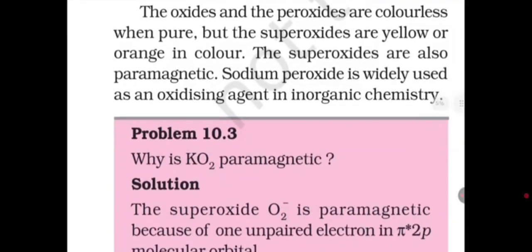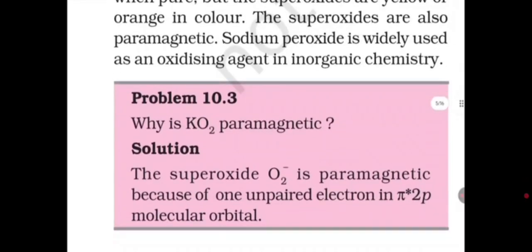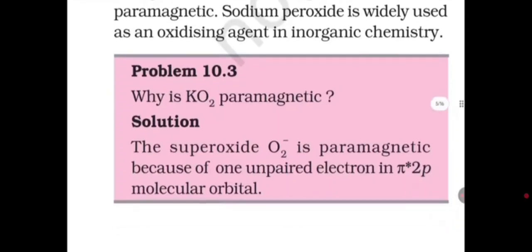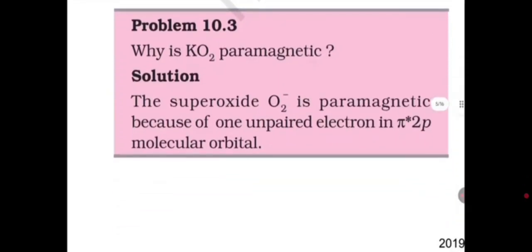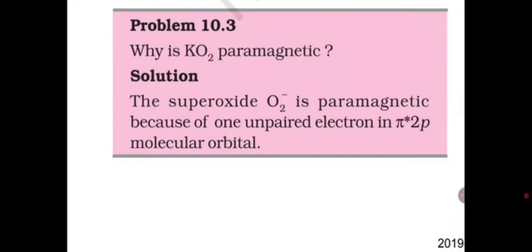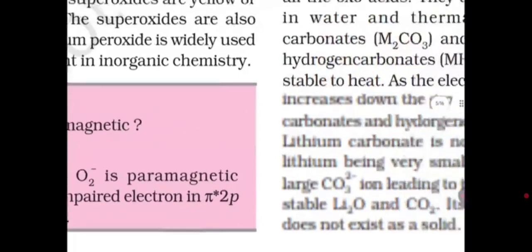The oxides and the peroxides are colorless when pure, but the superoxides are yellow or orange in color. The superoxides are also paramagnetic. Sodium peroxide is widely used as an oxidizing agent in inorganic chemistry. Next question is, why is KO2 paramagnetic? The superoxide O2- is paramagnetic because of one unpaired electron in the pi star 2p molecular orbital.